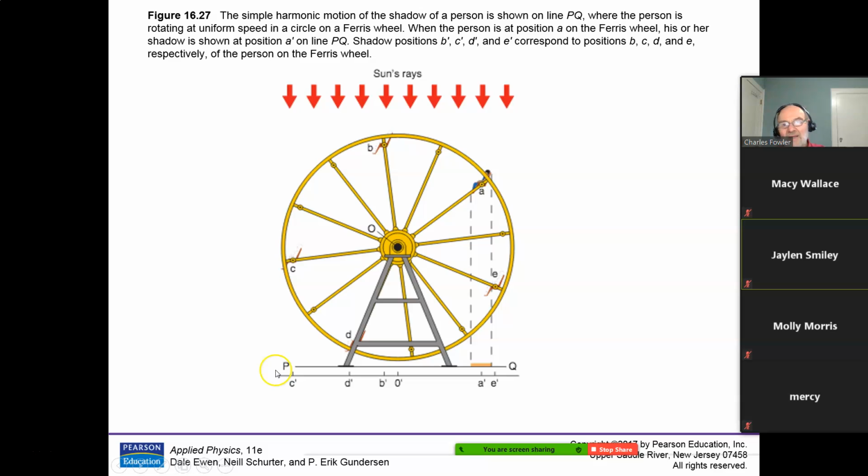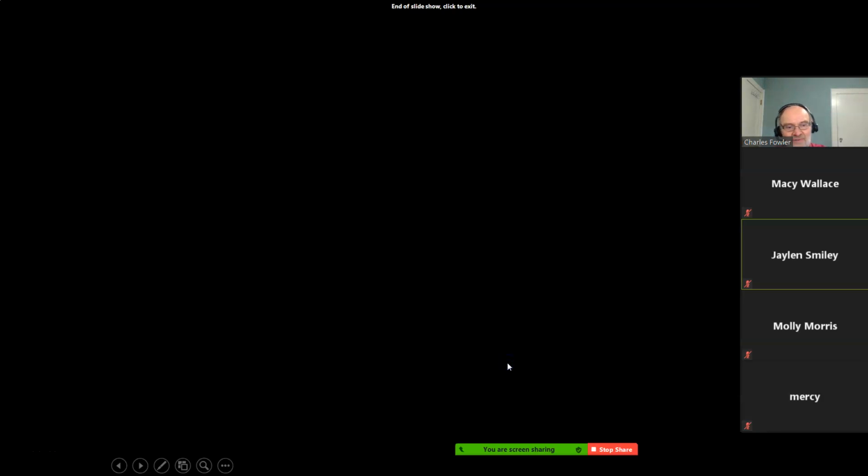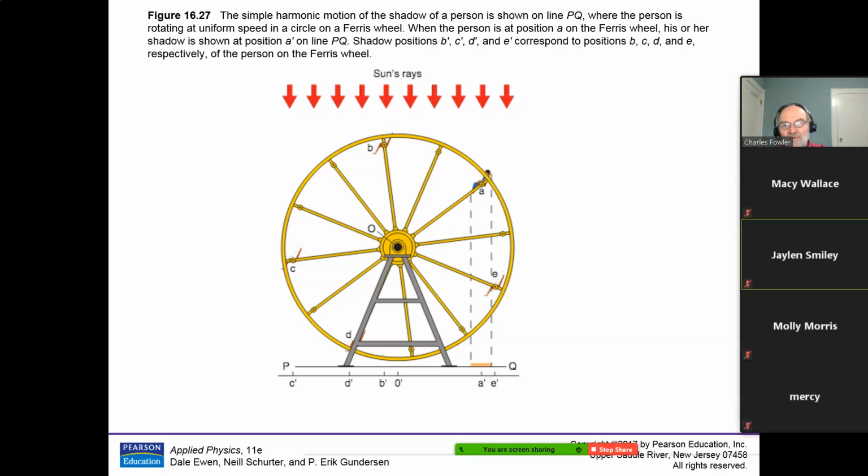Maximum distance from that. And the period would be how long it takes time-wise for you to go from Q through O to P and then back to Q again. One complete cycle. What you would be doing if you were in the Ferris wheel is one complete turn of the wheel. And that's why they kept saying revolution of the wheel. Talking about the same thing.